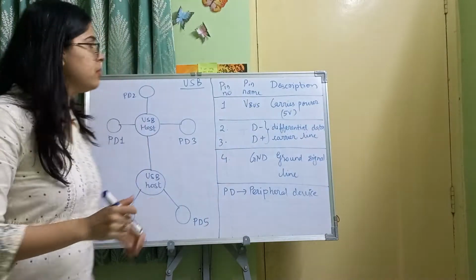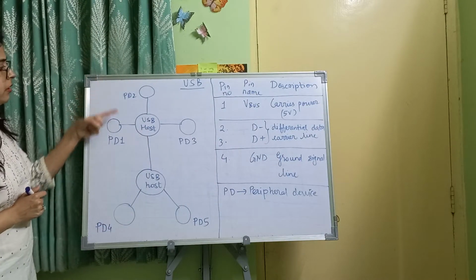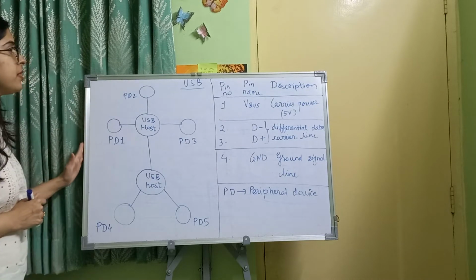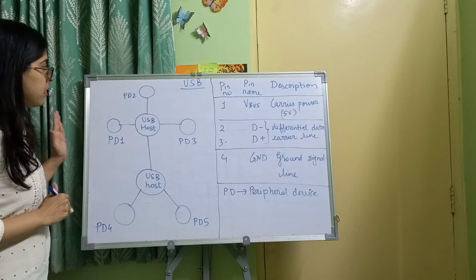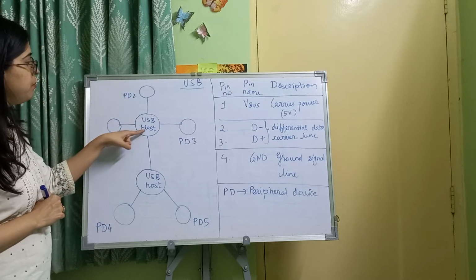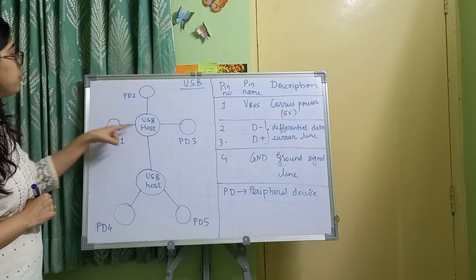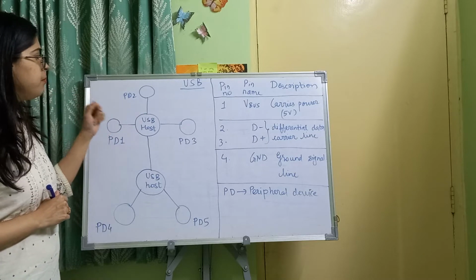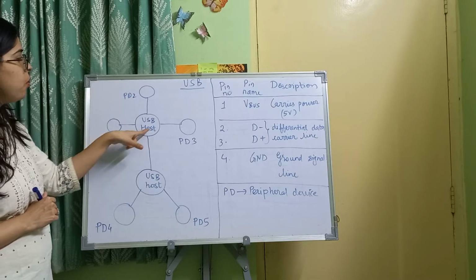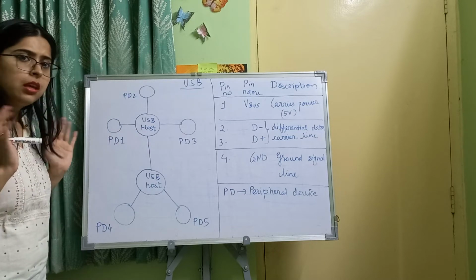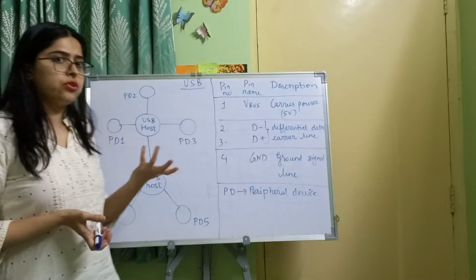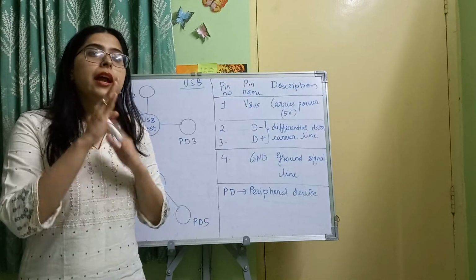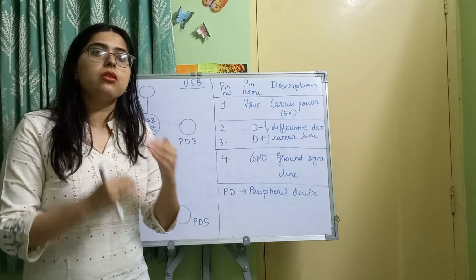You can see the diagram on this board. This is the diagram of the connection topology, the tree topology of a Universal Serial Bus. In this connection topology, you can see there is one USB host, and this USB host is connected to peripheral devices via USB cable. Every USB host has a controller, and that controller is connected to a hub, and the hub is connected to peripheral devices or slave devices.